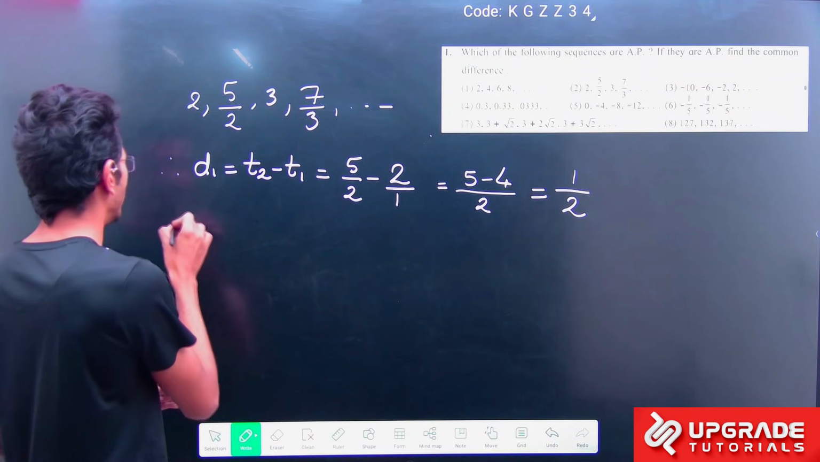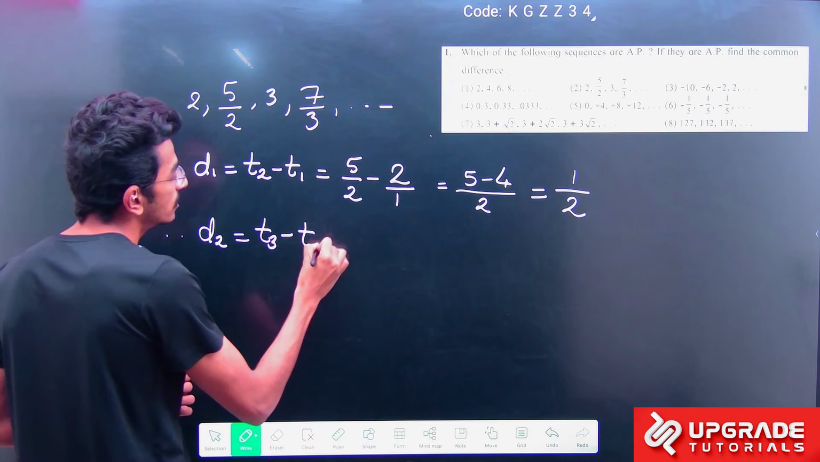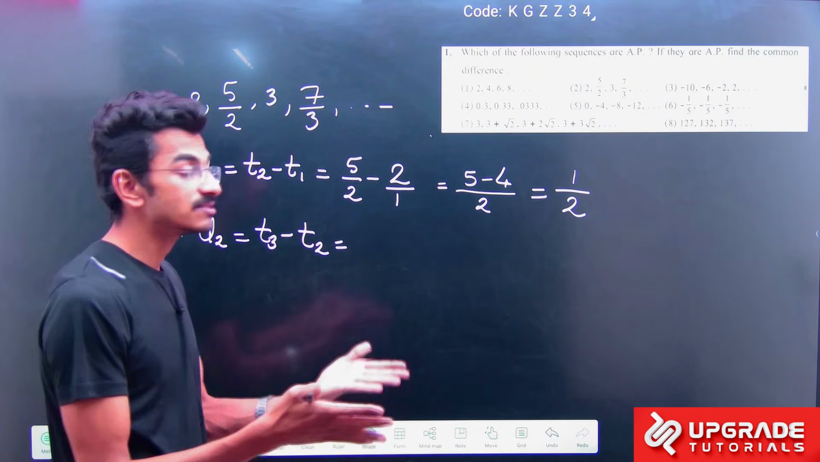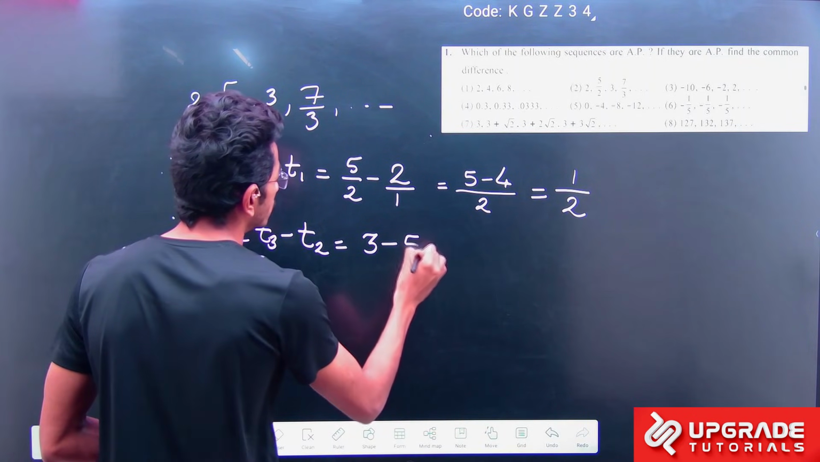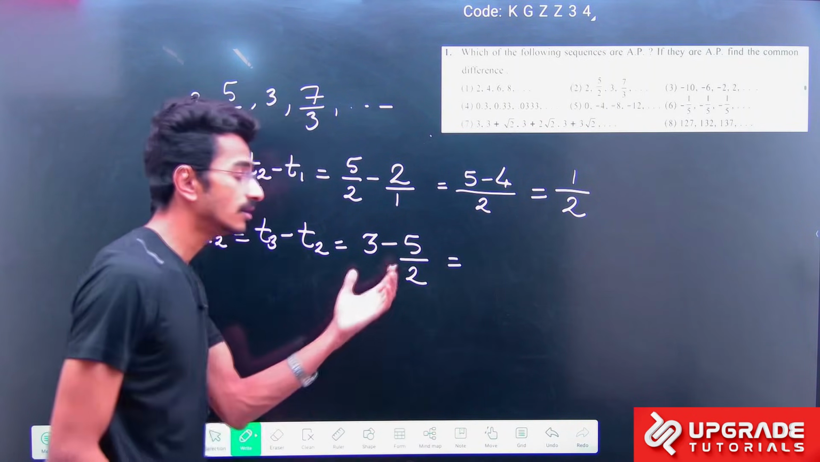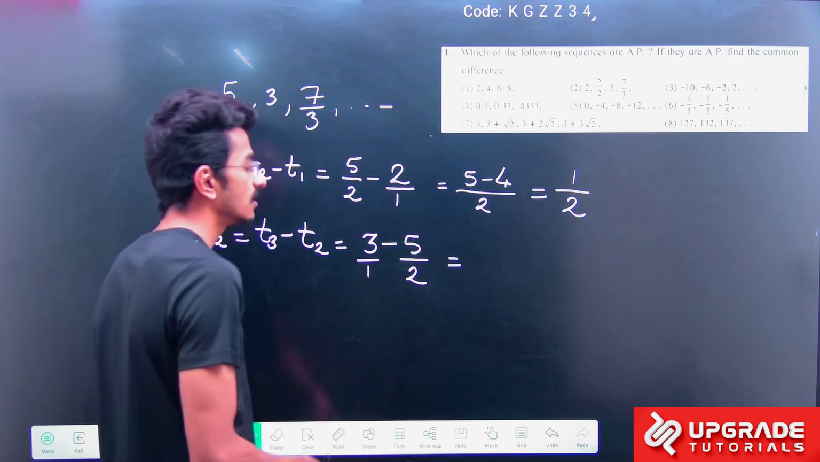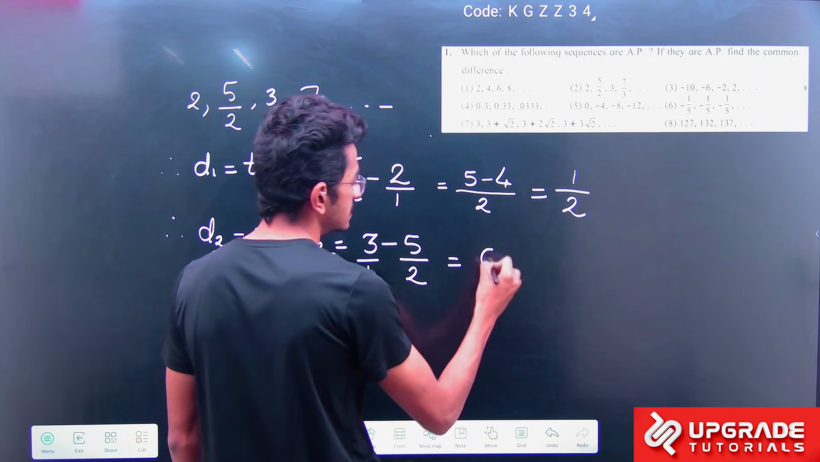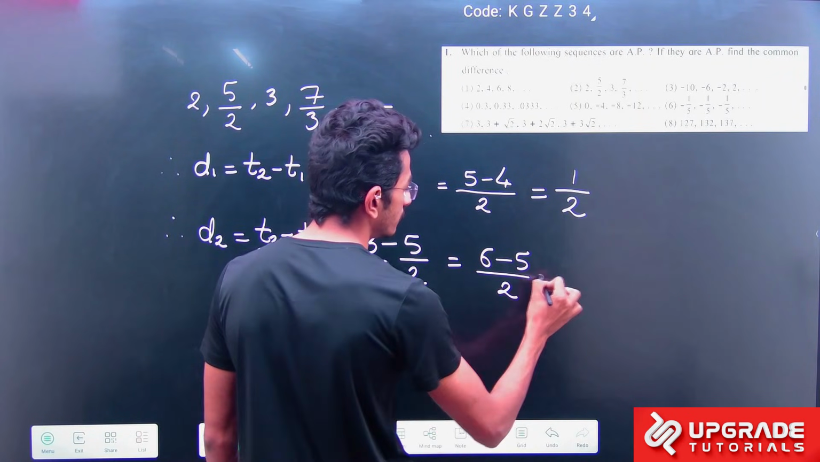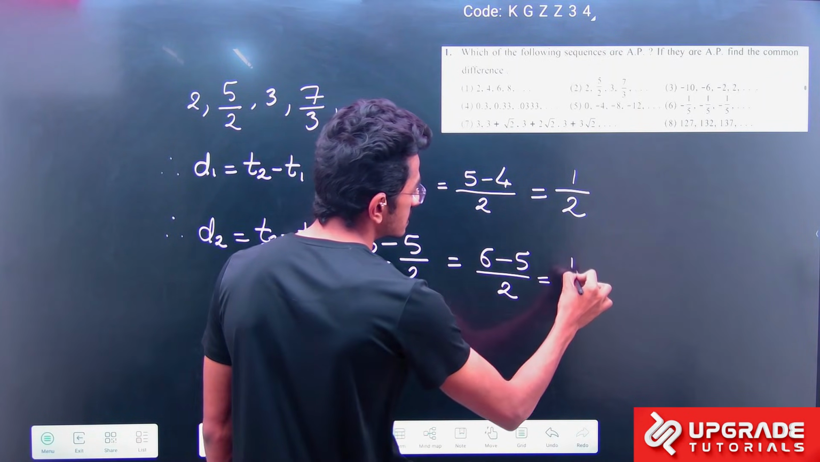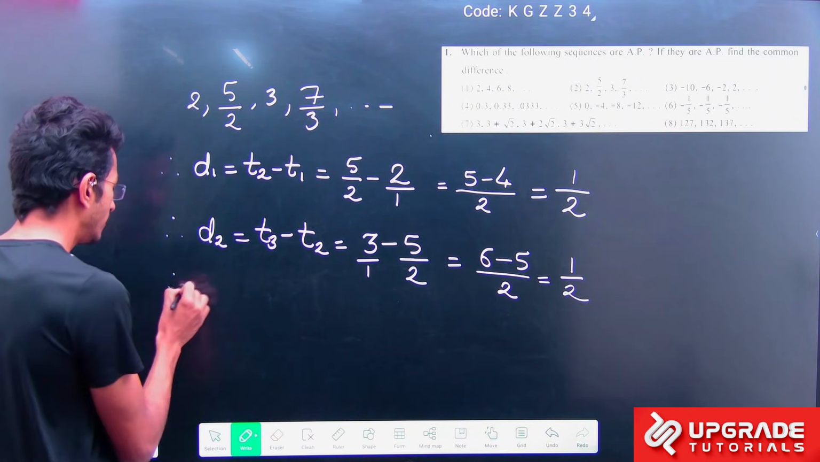Understood? Okay. Next, D2. D2 will be T3 minus T2, meaning the difference of the third term and the second term. The third term is 3 minus 5 upon 2. Same rule. Check the denominators. Here there is no denominator, which means there is 1. Cross multiply. 3 twos are 6 minus 5 into 1, 5 upon 2 into 1 is 2. So 6 minus 5 is 1 upon 2. Is it clear? Very easy.